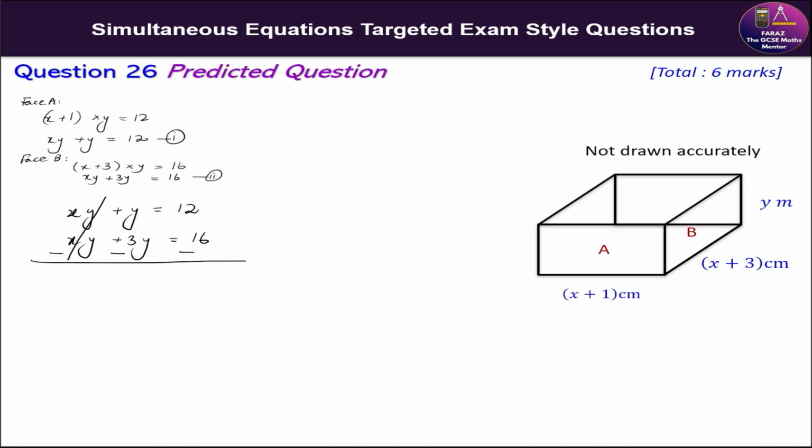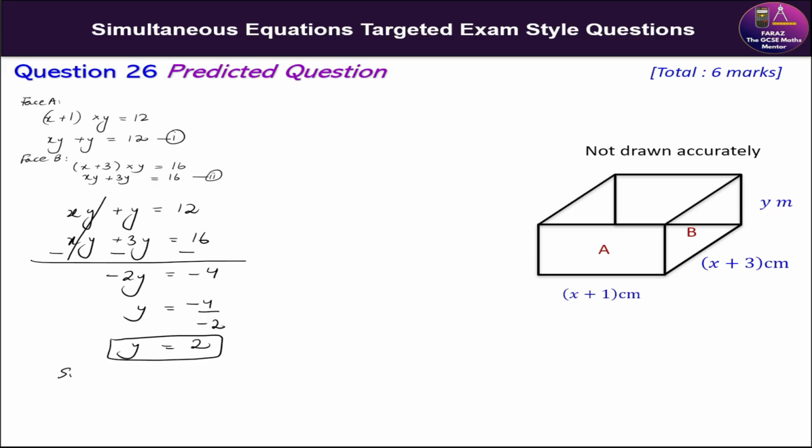So plus y minus 3y is minus 2y, and 12 minus 16 is minus 4. Then you have to divide by negative 2 on both sides, so minus 4 over negative 2. A negative divided by a negative is always positive, so that is 2. y is 2.